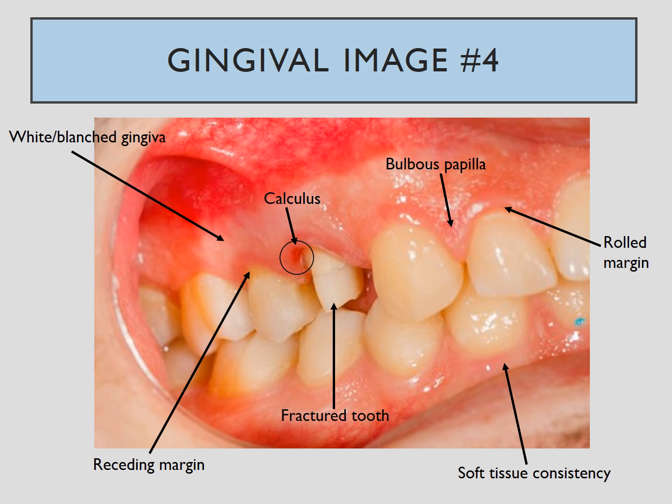On the last gingival image of Brenda's mouth, we can see that defined blanched white gingiva, areas of the receding margin line. You can see a small area of calculus, bulbous papilla, a rolled margin, soft tissue consistency, and she also is showing a fractured tooth.